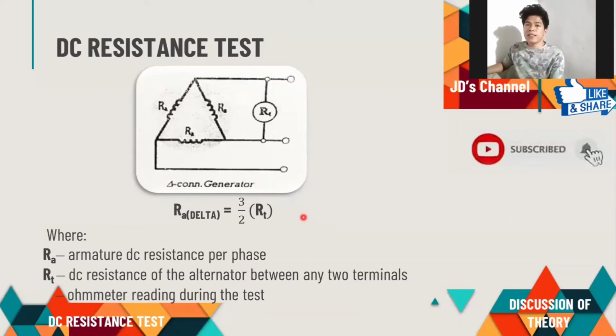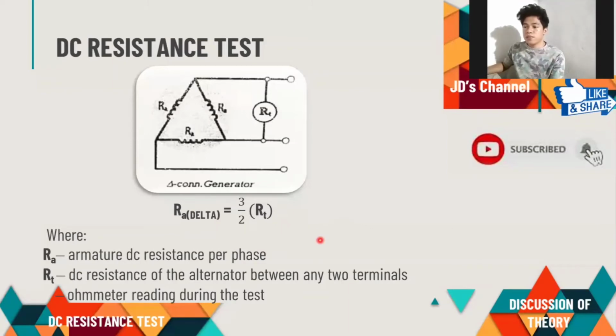So next one, class, is the delta connected. Wherein our formula in getting RA is 3/2 of our RT. So unlike in the Y connected, that is 1/2 of RT, this is 3/2 of our RT.